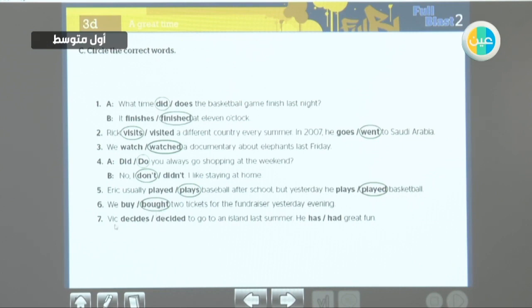7: Vic decides or Vic decided to go to an island last summer? Last summer, it's past. So what is the past of decide? Very good, decided. Vic decided to go to an island last summer. He has or he had great fun last summer? So it's past. Very good.